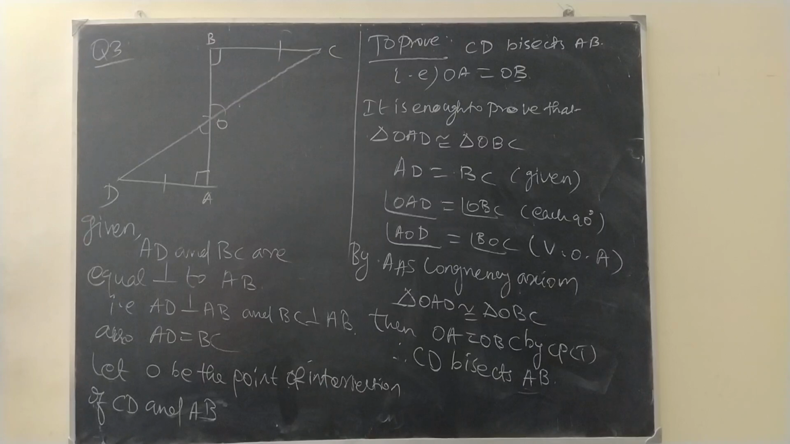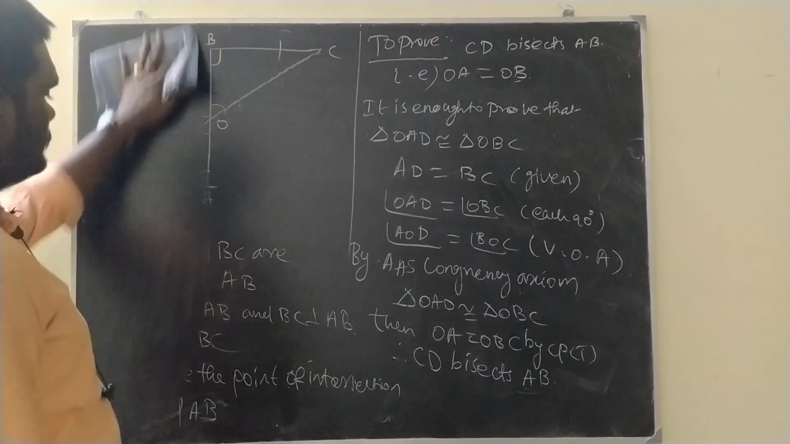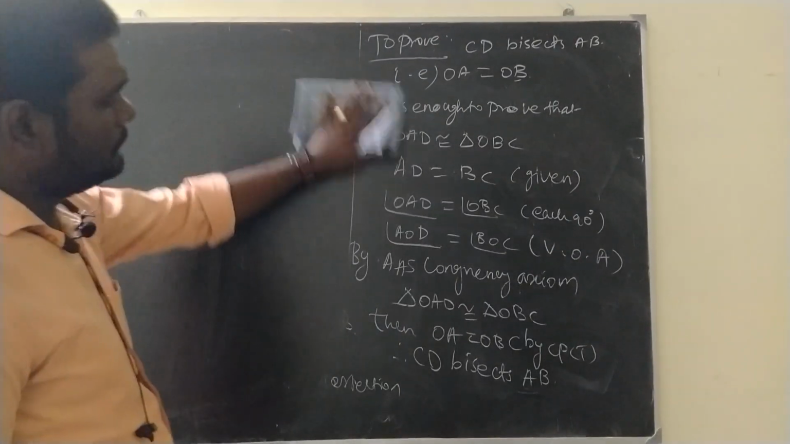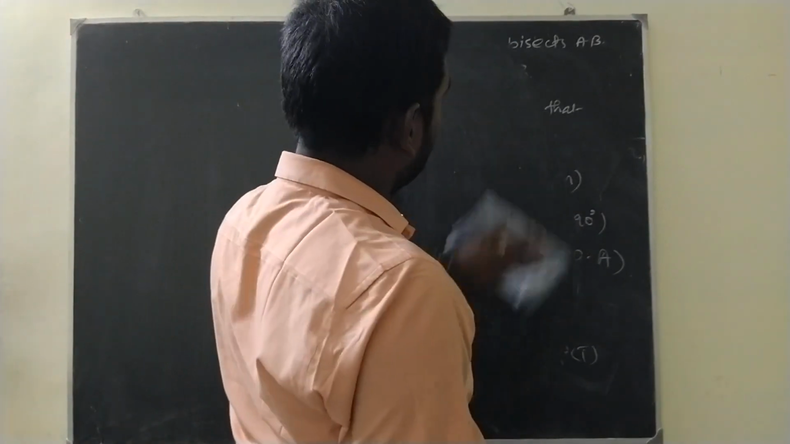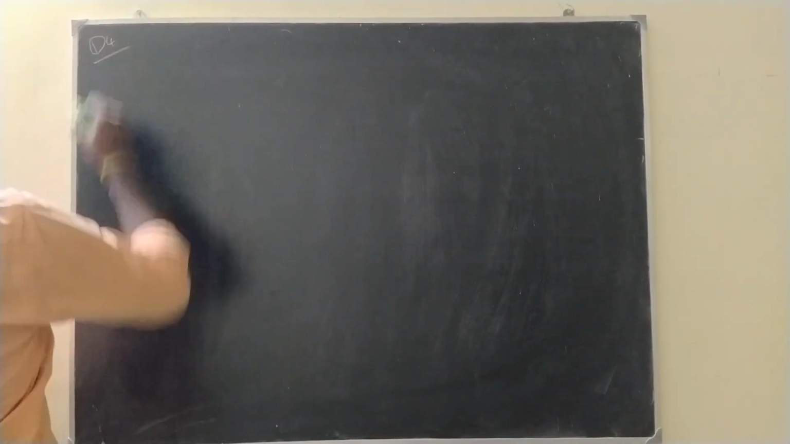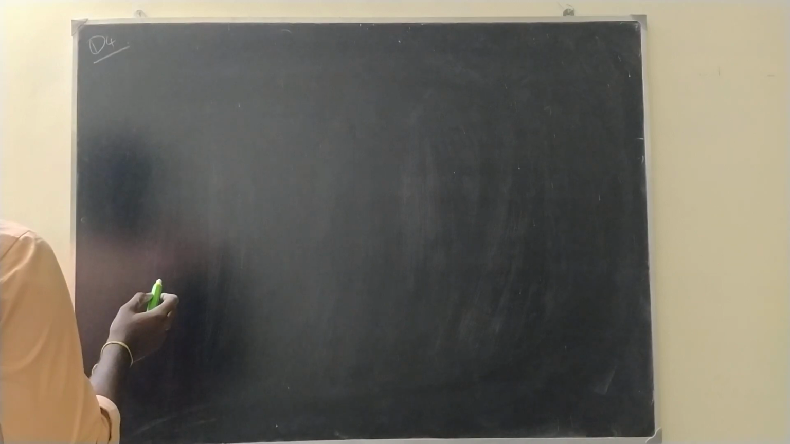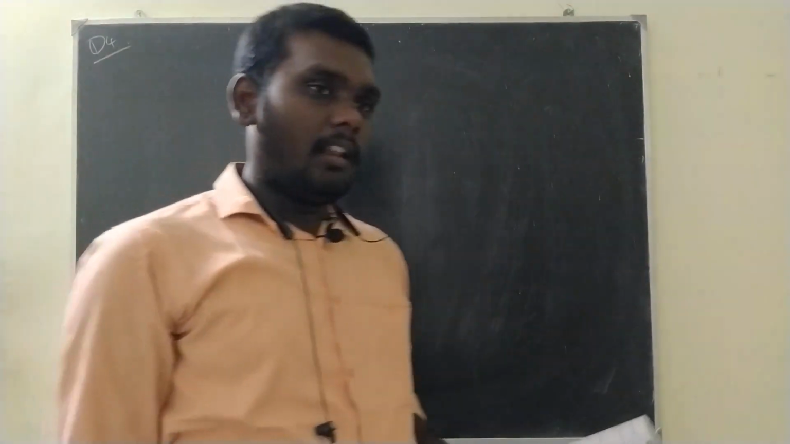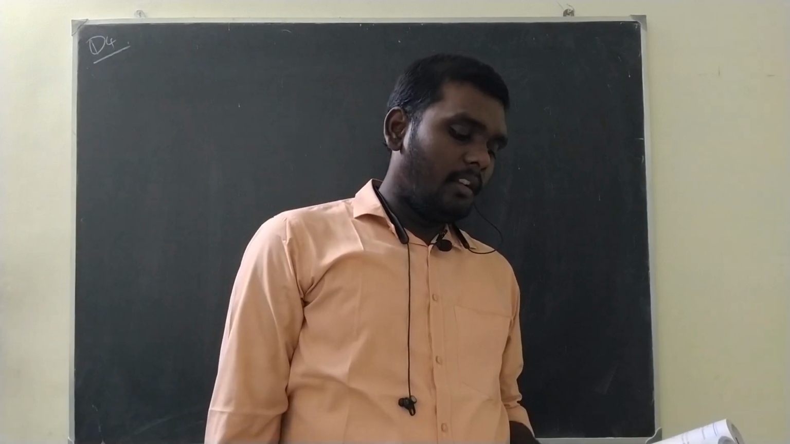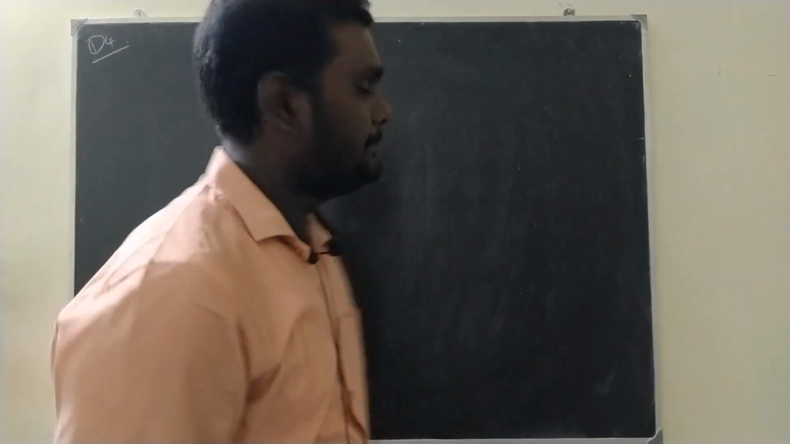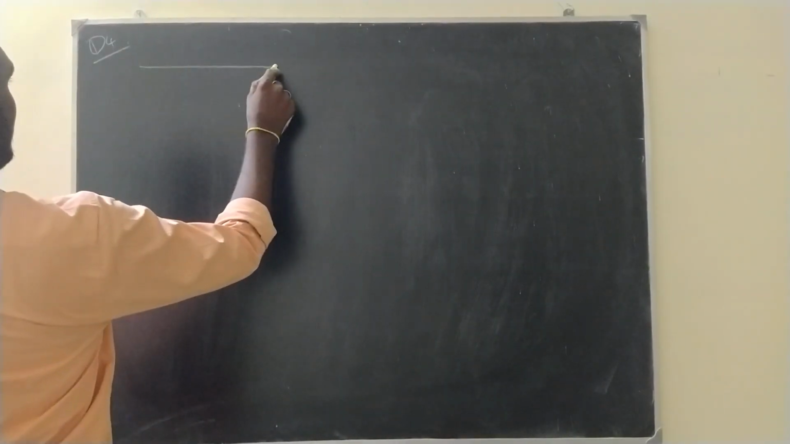Shall we go to the next question? Question number 4 says that L and M are two parallel lines intersected by another pair of parallel lines P and Q. We need to show that the triangles formed by them are congruent. See what you are doing over there.